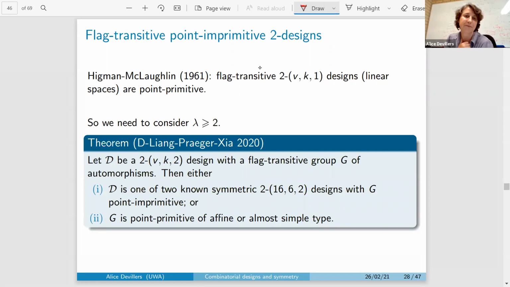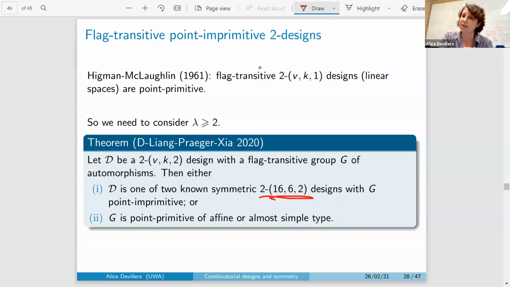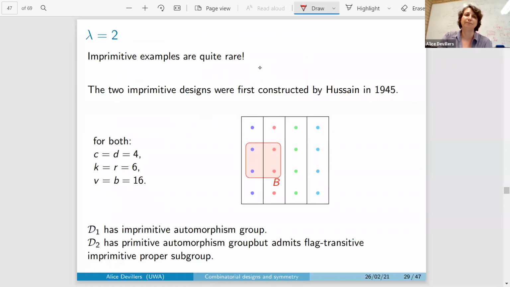With a PhD student, Hongshui Liang, we looked at that question of 2-(v,k,2) designs that are flag-transitive, and we found that there were exactly 2 that were point imprimitive, and both of them have the same set of parameters. These are the parameters here. And then we proved also some things for if the group is point primitive, what does the group look like? Okay, so that's for lambda equals 2.